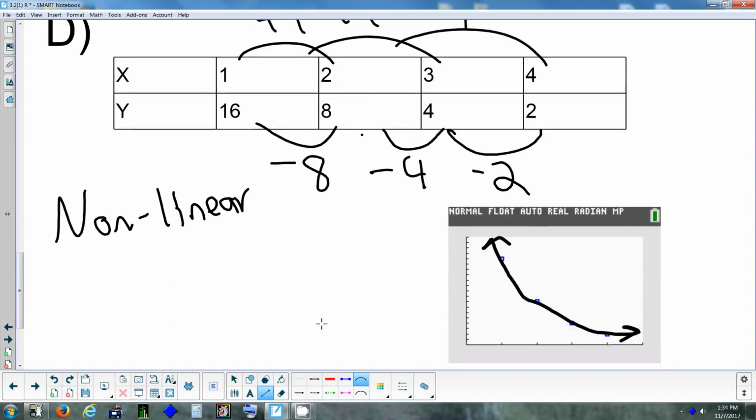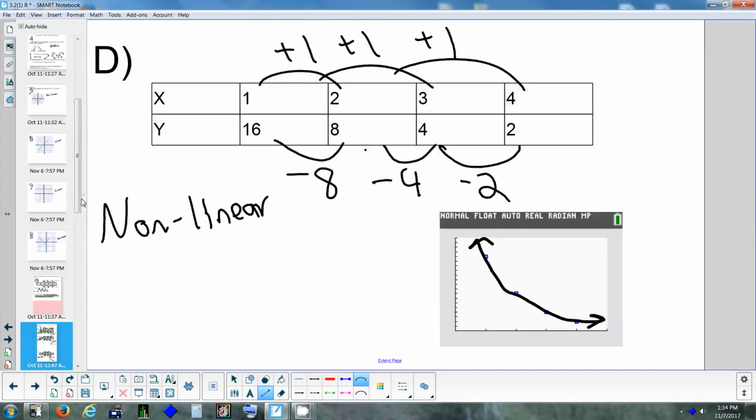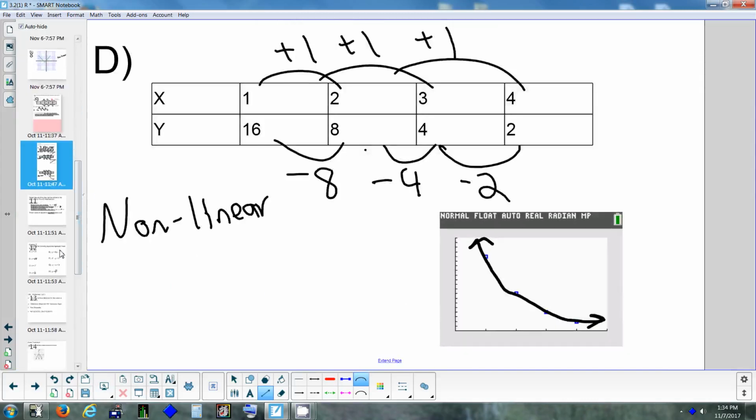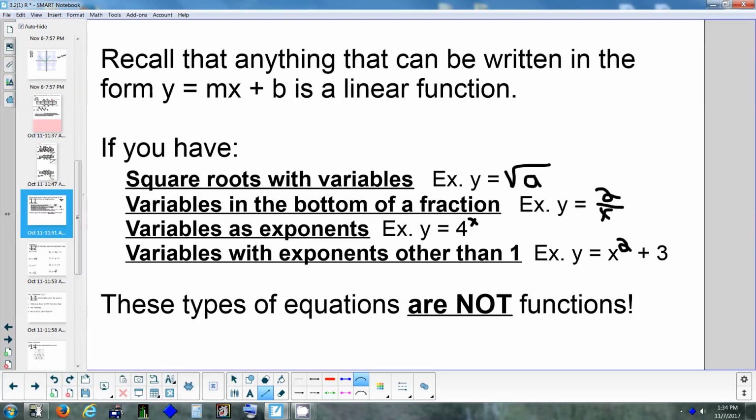Here, we'll look at it based on a chart. When I look at that chart, we're going to make sure that the X's are increasing by the same thing, and the Y's are either increasing or decreasing by the same thing. That's another way we'll ask you to identify linear or non-linear. Alright? One more way.